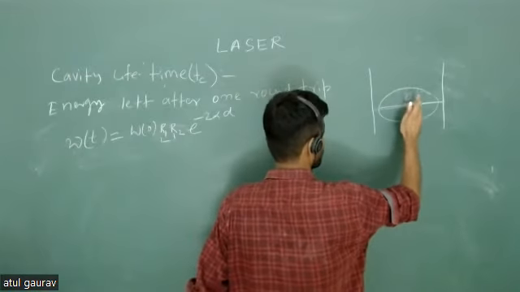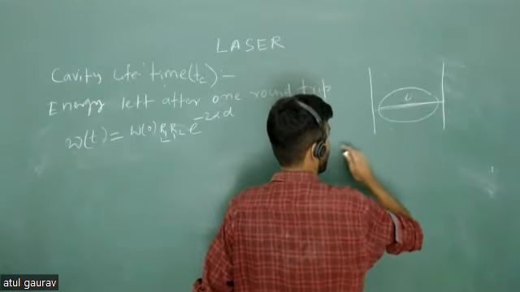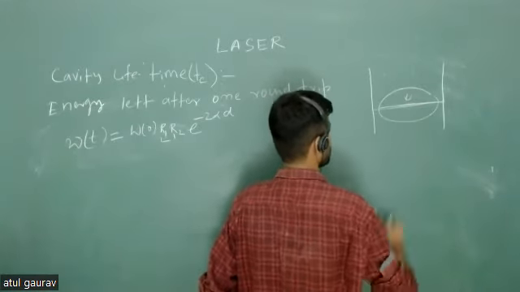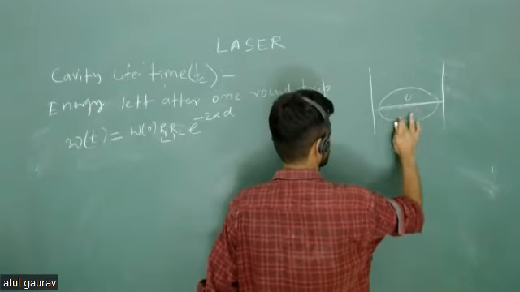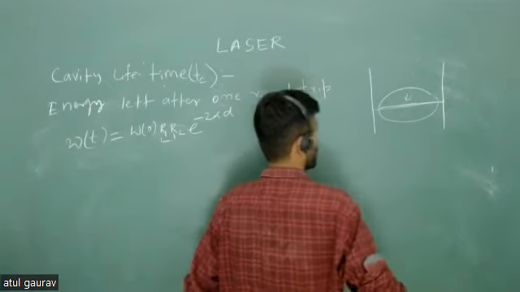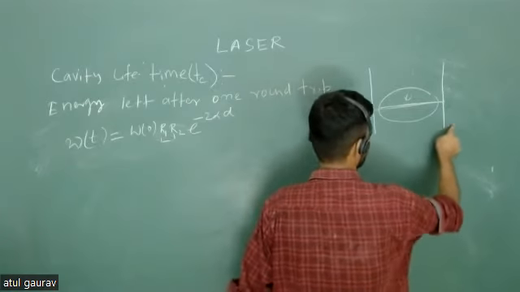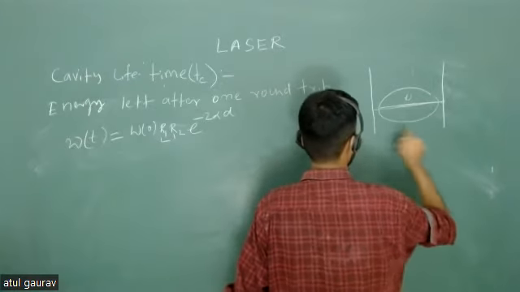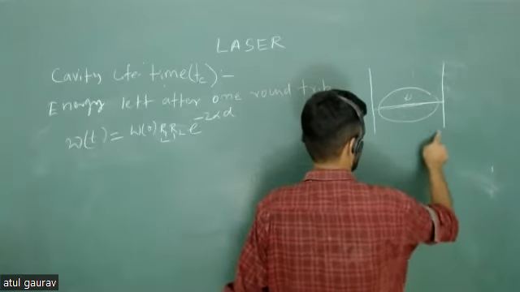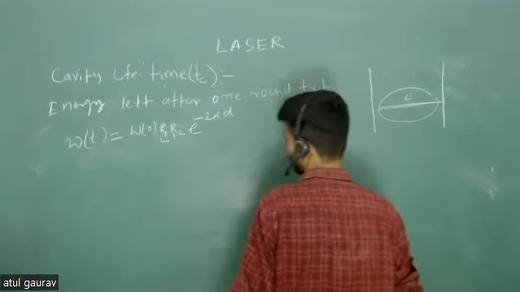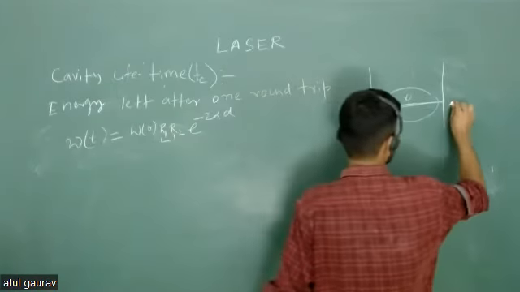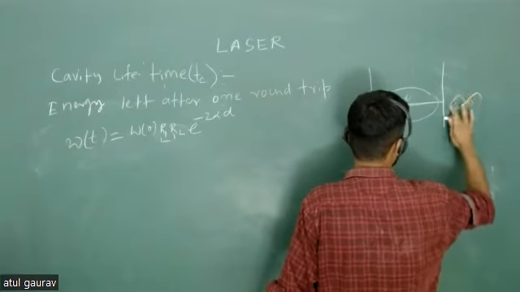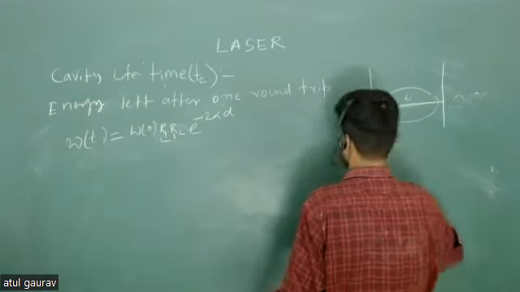So if initial energy is W naught, then as time progresses, that energy will be decreased due to absorption, diffraction, and many other phenomena. Also, this mirror is partially reflecting. Although they are highly reflecting, there will be some emission of laser light, right? So that will also decrease the energy stored inside that cavity.